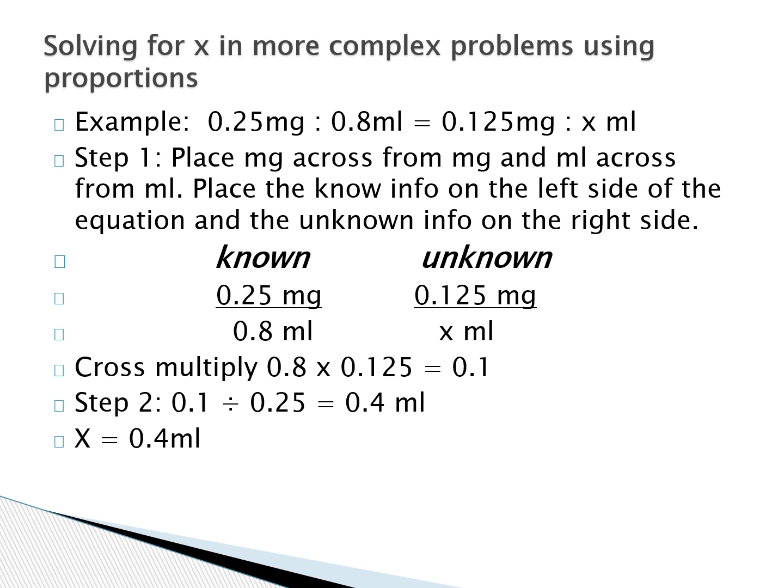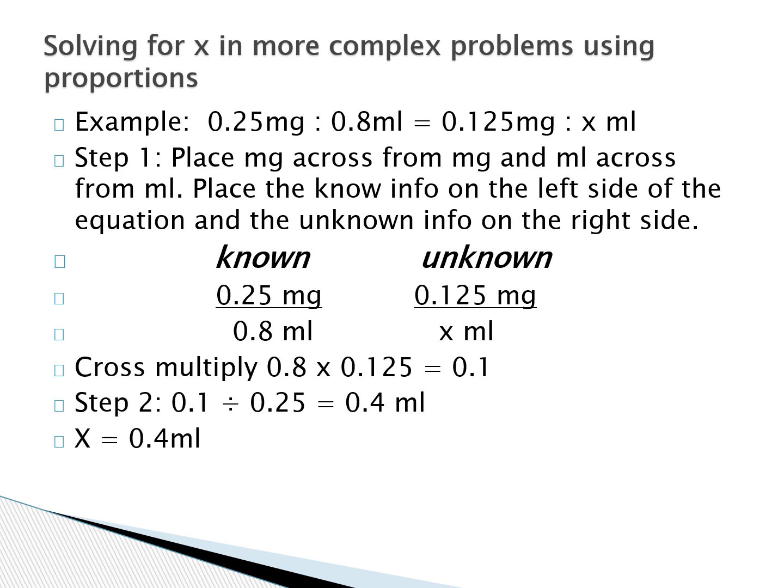Alright, so now we're looking at a little bit more complex one. Mainly with this one, we're just working with decimals. That's why we've had all this practice with decimals, because a lot of medications definitely involve decimals. So again, we're solving for x. So we have 0.25 milligrams to 0.8 mil, okay, is equal to 0.125 milligrams to how many mils.